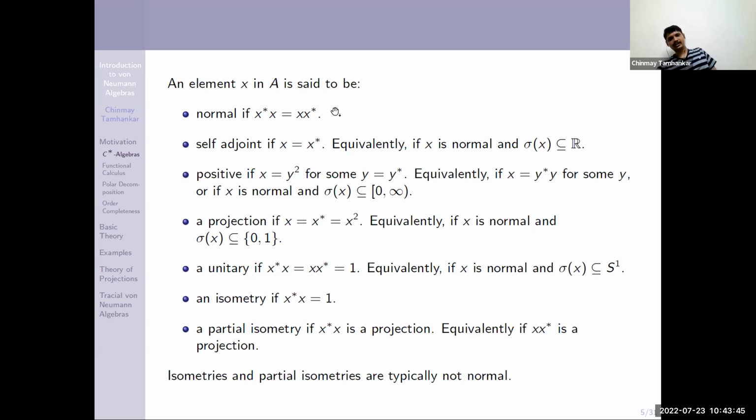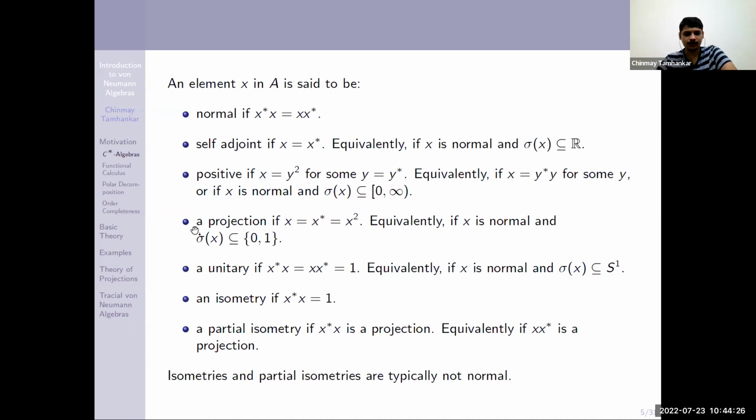You can think of these normal elements as analogues of complex numbers and self-adjoint elements as analogues of real numbers. And similarly, these positive elements you can think of as analogues of non-negative real numbers. An element is said to be positive if x is equal to the square of some self-adjoint element, or if it's equal to y star y for some element y in the C-star algebra, or if it's normal and its spectrum lies in the non-negative reals. All these three conditions are actually equivalent.